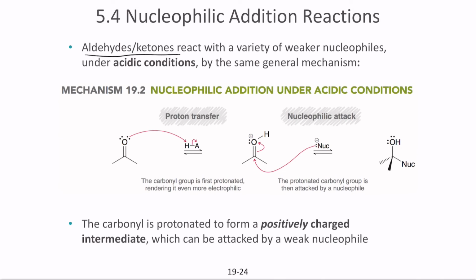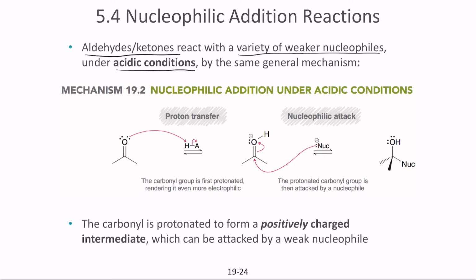Aldehydes and ketones react with a variety of weaker nucleophiles as well under acidic conditions. Remember that stronger nucleophiles need basic conditions. Weaker nucleophiles need acidic conditions. The difference between basic and acidic conditions is the order in which the reactions occur. In basic conditions, it's first nucleophilic attack and then proton transfer. But for weak nucleophiles under acidic conditions, first is the proton attack and second is the nucleophilic addition.